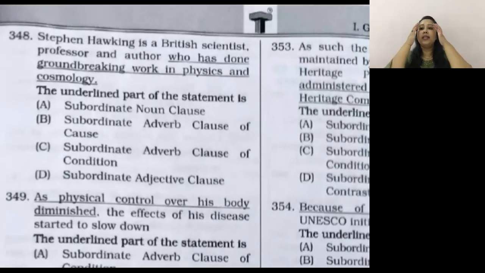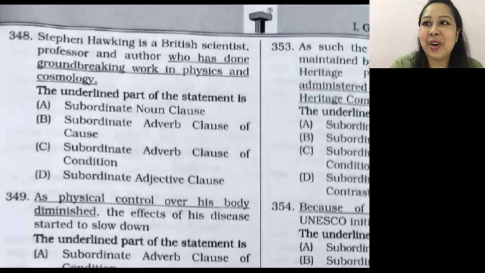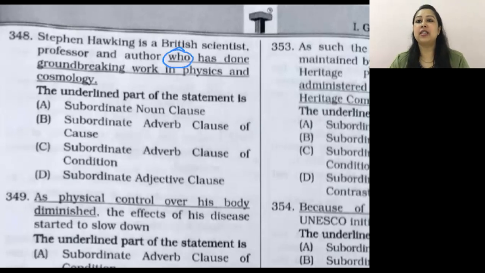Stephen Hawking, who is a British scientist, professor, and author, who has done groundbreaking work in physics and cosmology. Tell me what is the underlined part of the statement. Sinoya, why do you think it is a noun clause? If it is a noun clause, my question should begin with what: what is Stephen Hawking? A British scientist, professor, and an author. Am I? No. You have the word who here. No worries. Do not answer in haste.